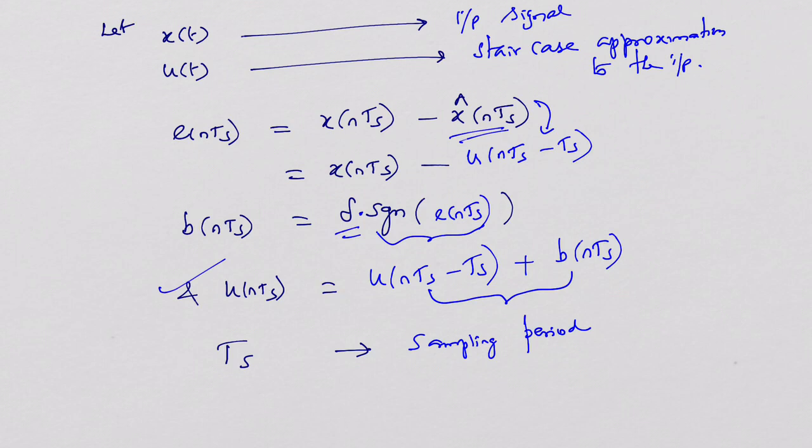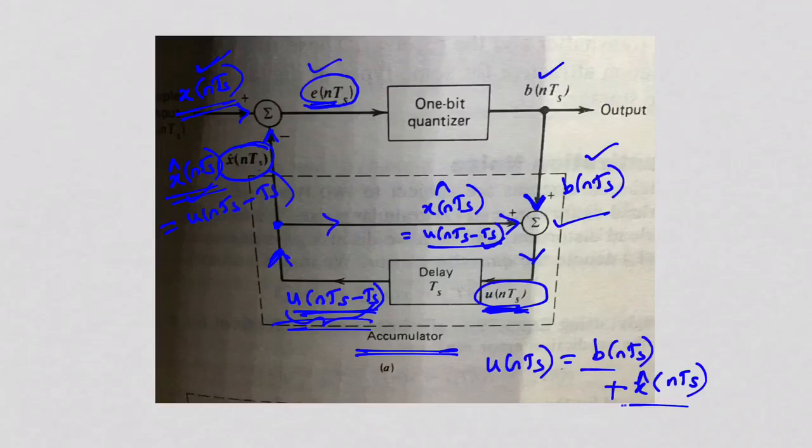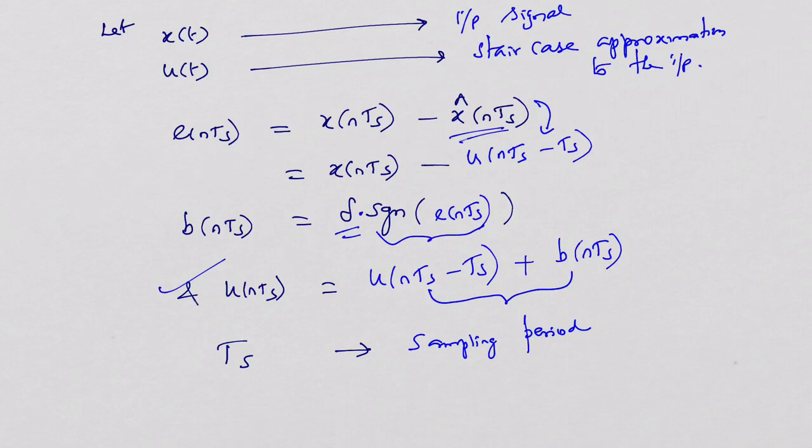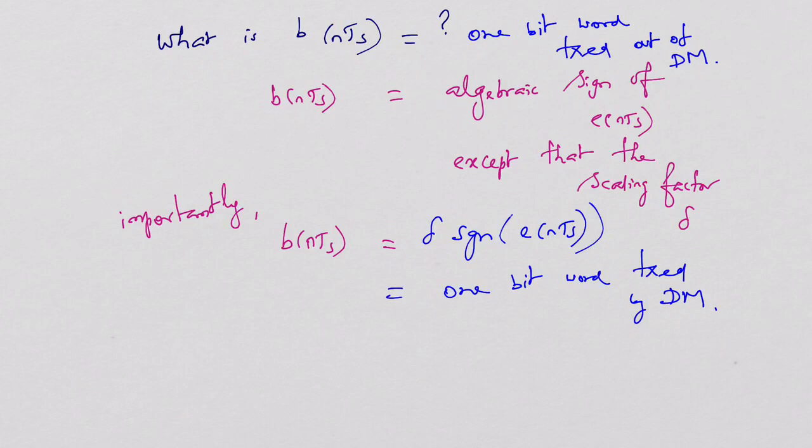What is Ts? Ts is called the sampling period. e of nTs is called the error, the prediction error between the present sample value and the latest approximation to it, x of nTs and x cap of nTs. x cap of nTs is u of nTs minus Ts. You can notice how x cap of nTs is generated. Just notice it. Where Ts is the sampling interval. Okay. So what is b of nTs? b of nTs is the 1-bit word transmitted from delta modulation.